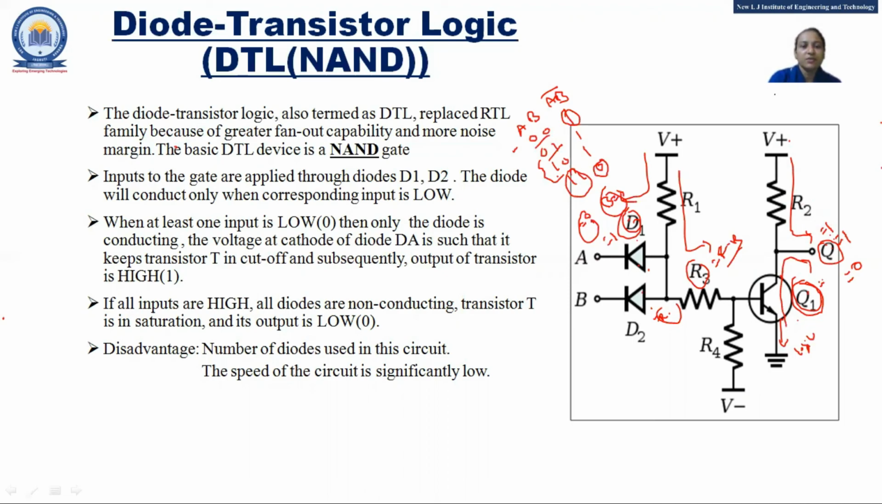Now the disadvantage of this DTL circuit is that we have to connect a number of diodes, and the speed of this circuit is significantly low. So we have to go for another option.